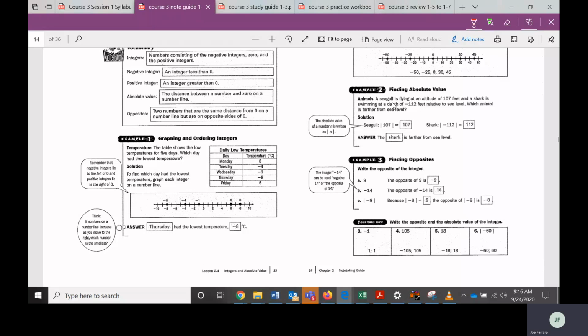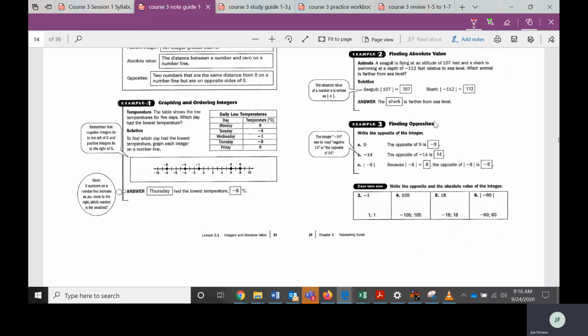Okay, so here's a type of word problem that you could see: a seagull is flying at an altitude of 107 feet, and a shark is swimming at a depth of -112 feet relative to sea level. Which animal is farther from sea level? It doesn't say above or below; it just says farther from. So you just want the distance. The absolute value of 107 is 107. The absolute value of -112 is just 112. So the absolute value of a number is always going to be the positive version of that number.